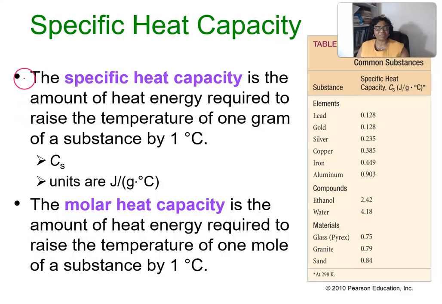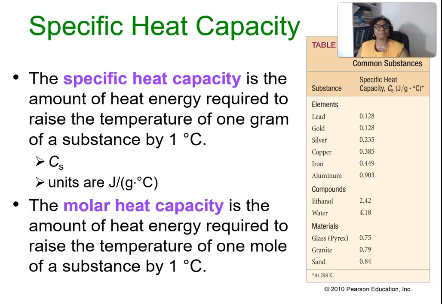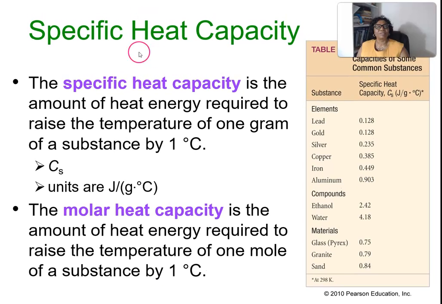We want to talk about specific heat capacity. Since the heat capacity depends on the material, the specific heat capacity is the amount of heat energy required to raise the temperature of 1 gram of a substance by 1 degree Celsius. And this is how we write it. Heat capacity is just C, specific heat capacity is Cs.